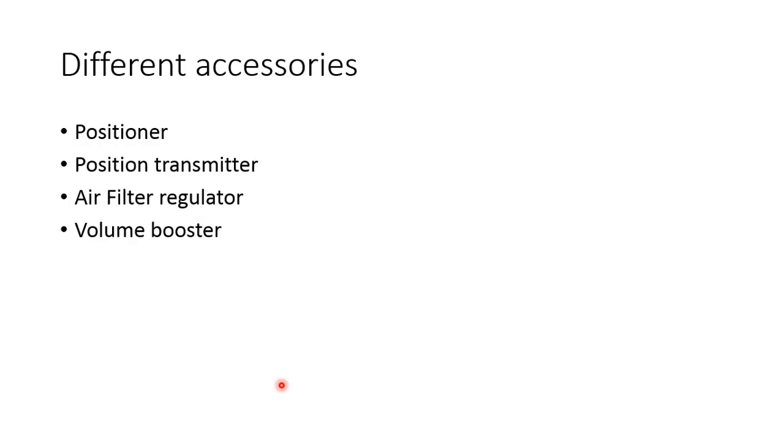Now let us see what are the different accessories. They are positioners, position transmitter, air filter regulator, and volume booster. There can be other accessories which can be used depending upon the specific requirement of the customer. I could suggest a flow control valve, a quick exhaust valve, a solenoid valve, etc.